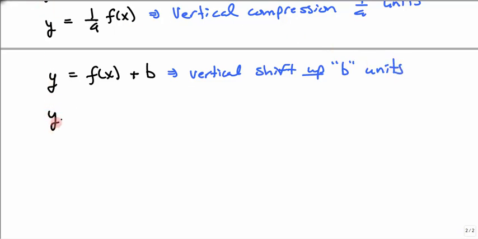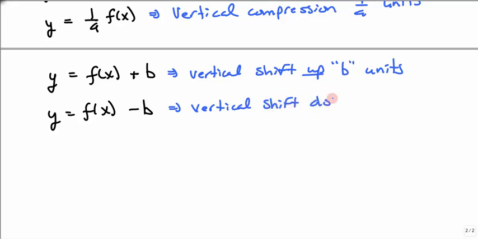Now if we had the same expression with a minus sign, this would be a vertical shift down b units.